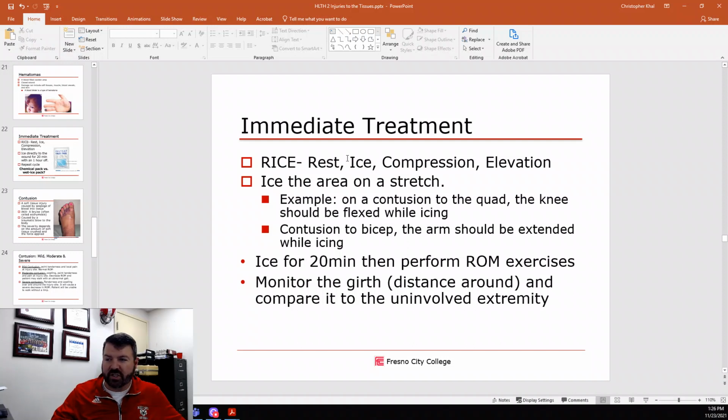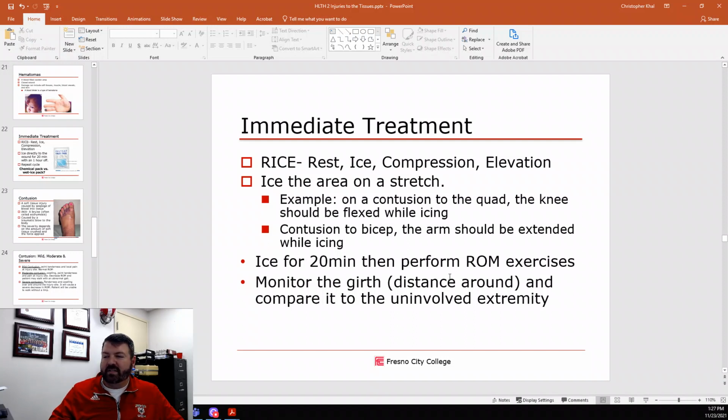Okay, obviously RICE is good. The bigger areas, you should ice on a stretch, especially the bigger muscle areas like quad, bicep, tricep, for example. That way, on a stretch, not an intense stretch, you're just trying to elongate that muscle. That way, it doesn't allow blood to stay in that area.